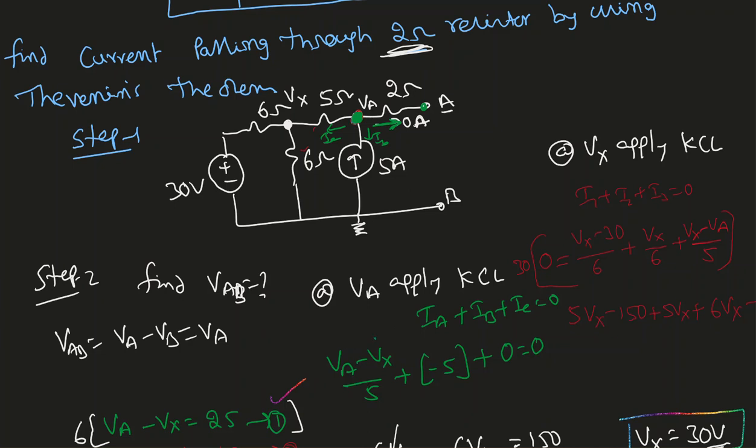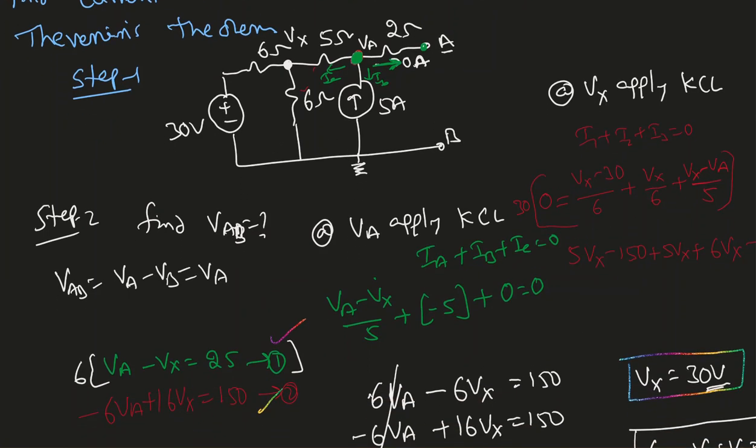So I'm applying KCL here at VA one more time. And IB is nothing but negative 5 ampere and 0. So if I simplify, that value is VA minus VX equal to 25. This is my equation 1.